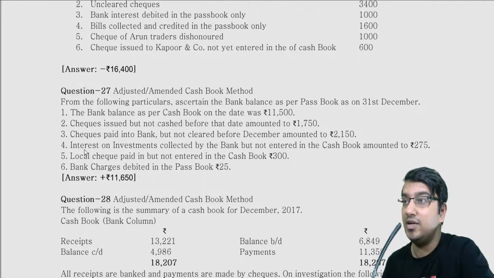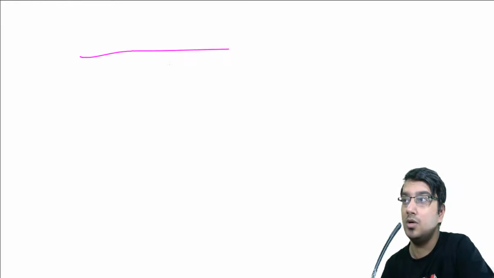Question number 27, it says that the bank balance is 11,500. This is positive. Cheque issued, this is not on our part. Basically, cheque paid into bank, cheque deposited but not cleared. This is not again on our part, so this will go in reconciliation. Interest on investment collected by bank but not entered in the cash book. This is our problem. So for 11,500, we'll just make the amended cash book.